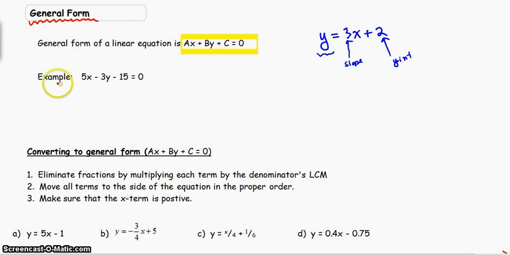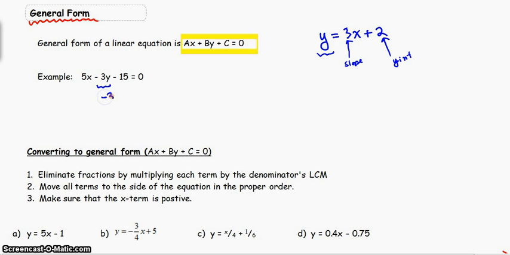For example, we have 5x minus 3y minus 15. This is in general form. We don't know the slope of the line, we don't know the y-intercept, but we could figure it out, and we've done this in the past. How did we do this? We rearranged the equation into slope-intercept form.